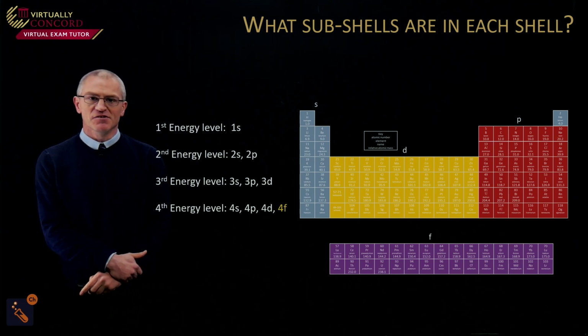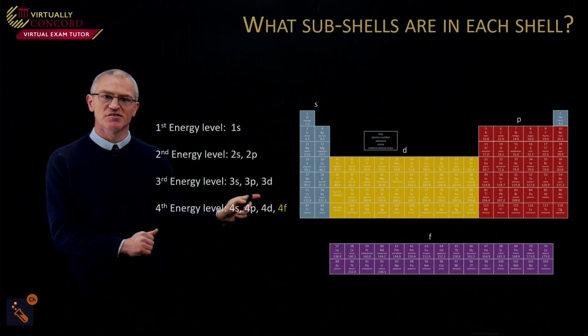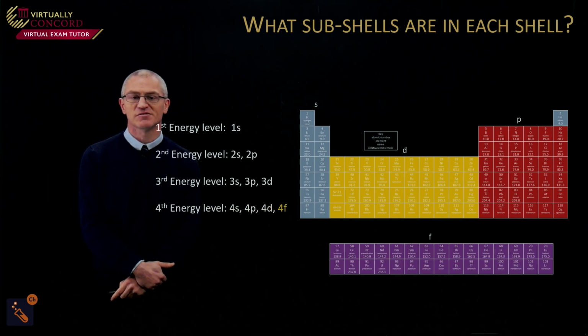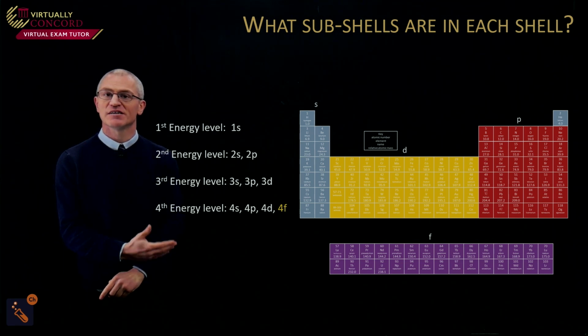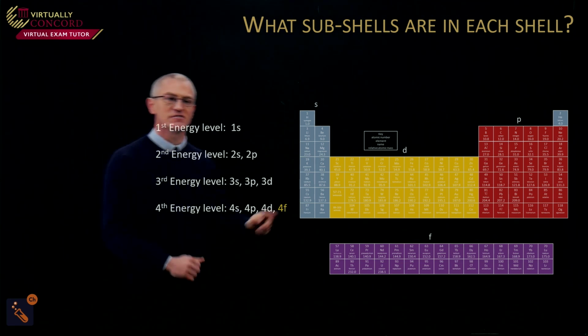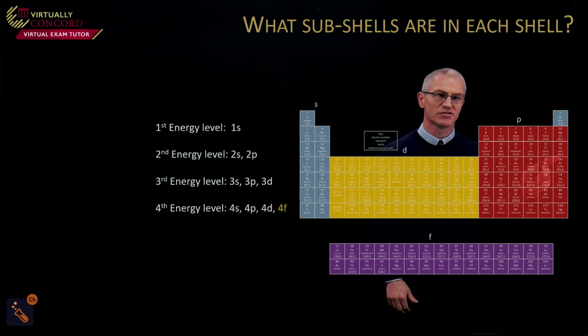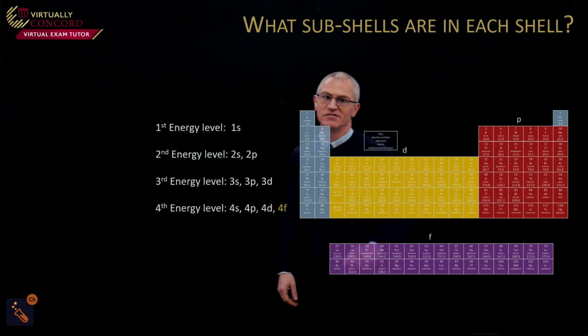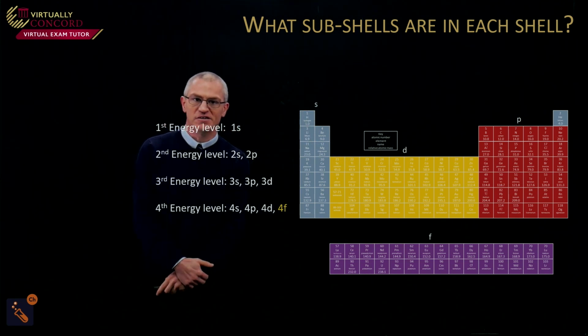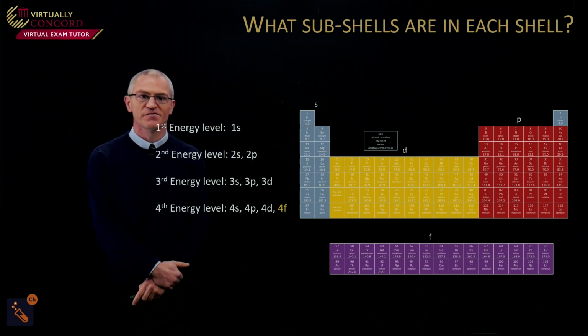The fourth energy level includes 4s, 4p, 4d, and 4f. The reason 4f is in orange is because you're never going to be asked to discuss anything about 4f, because we only have to do up to z equals 36. So z equals 36 is krypton right here, so therefore we don't need to consider 4f. But you might come across 4p, more importantly.